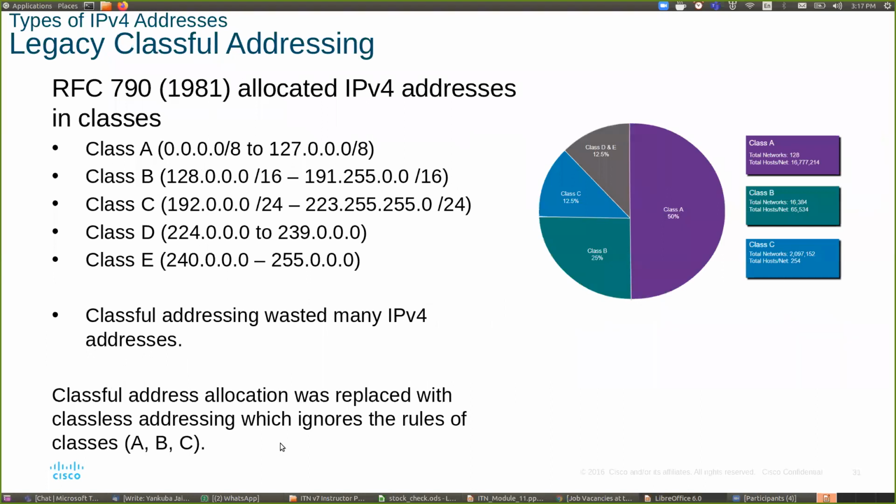Legacy classful addressing. We have class A, class B, class C, class D, and class E IP addresses. This is the range of class A IP addresses. The class A block starts from 0.0.0.0 to 127. Okay? Guys, are you following?